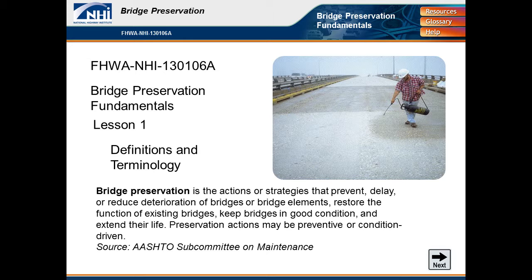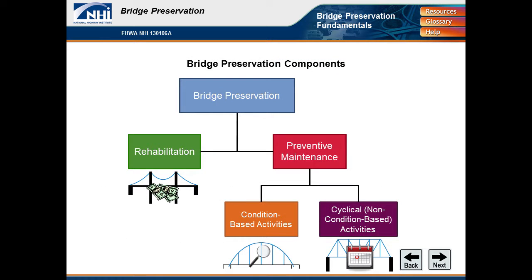So the first lesson is based on that. We talk about the different types of components in bridge preservation, right? There's preventive maintenance, there's rehabilitation. Those both fall under bridge preservation. And in preventive maintenance, there are condition-based and cyclical or non-condition-based activities. As you work through the program, you identify which can be cyclical and which are condition-based, based on your NBIS and inspection and other people who are out there looking at it.